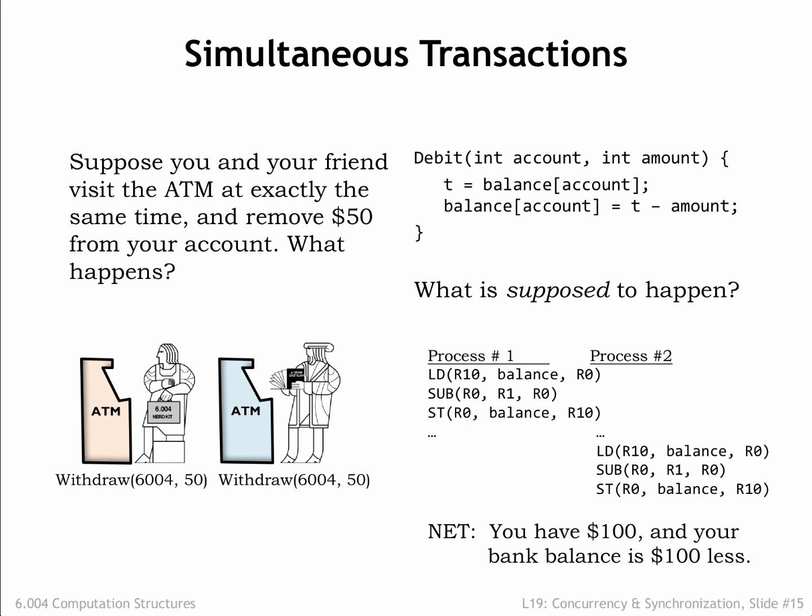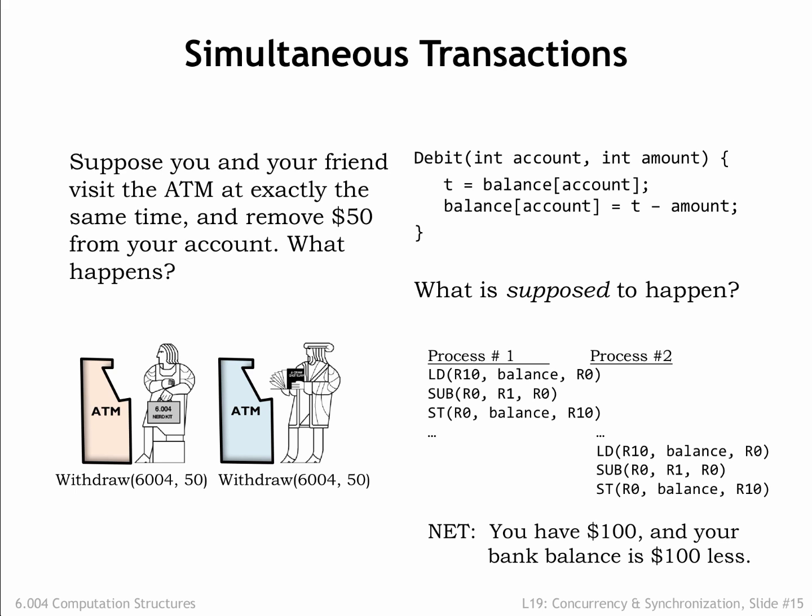If each of the calls to debit run to completion without interruption, we get the desired outcome. The first transaction debits the account by $50, then the second transaction does the same. The net result is that you and your friend have $100 and the balance is $100 less.